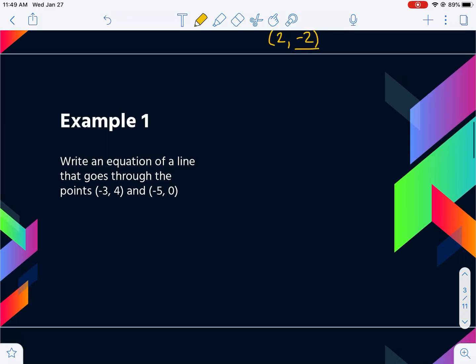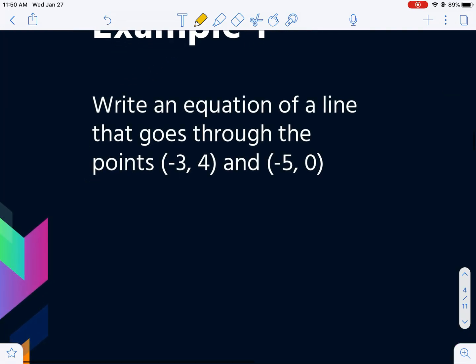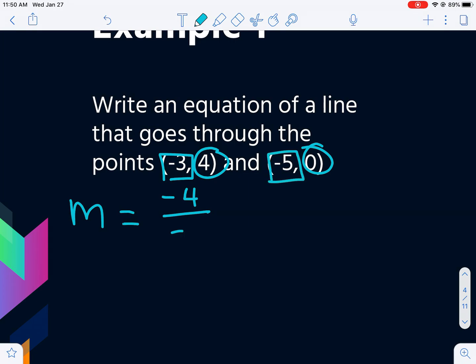So we're going to do some more examples where we're writing equations of lines that go through a set of points. And I need 2 things. I need my slope, and then I need a point. Okay, I've got 2 points to pick from. I'm going to find my slope first. My change in y, I'm going down 4. My change in x, I'm going down 2. -4 divided by -2 simplifies to be +2, so I'll use 2 for my slope.